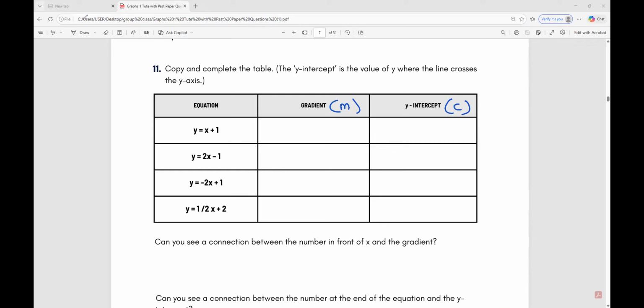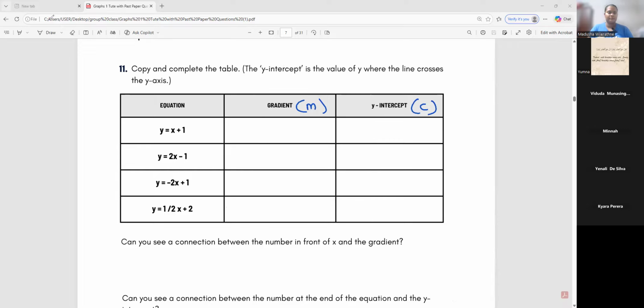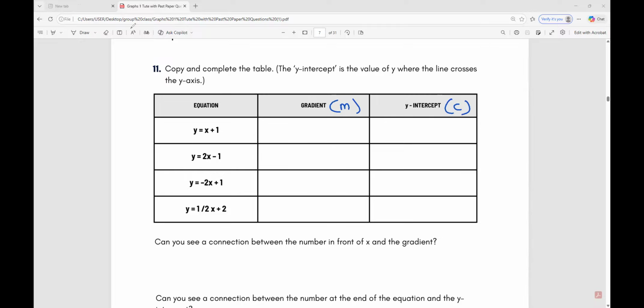The number which is in front of x is m. In the first equation, y equals x plus 1. There's no number in front of x, but x means 1x. We don't write that 1 in front, but there is a 1. It's not 0. The gradient is 1. The intercept is also 1.